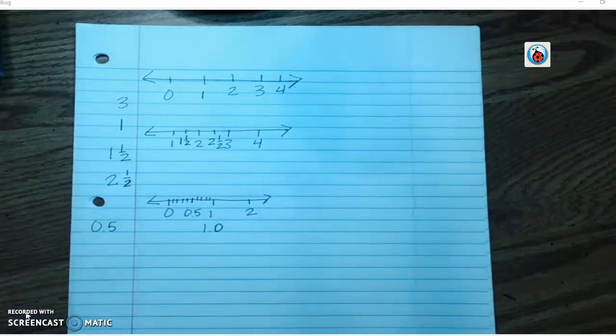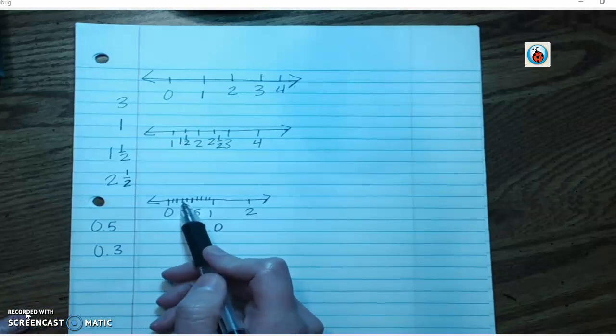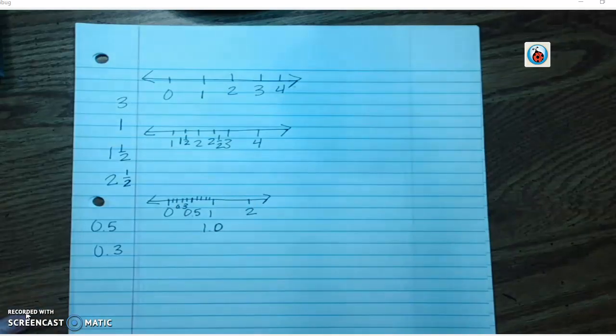So starting at 0, we would go over 3. So 1, 2, 3, and that's where 3/10 would be. That's all we're going to talk about for number lines. So if you want to, just draw a line down.